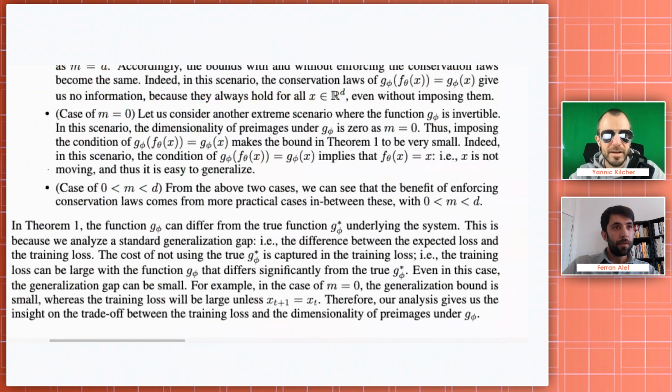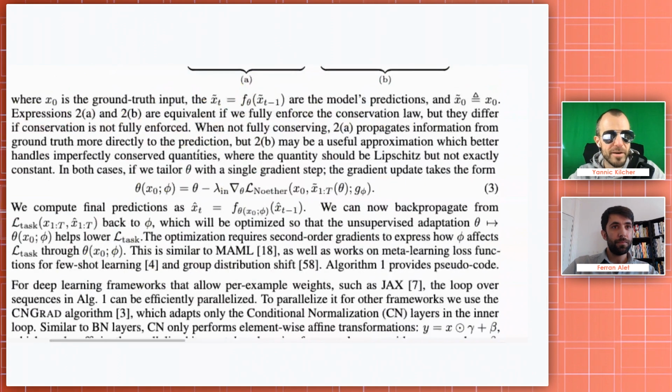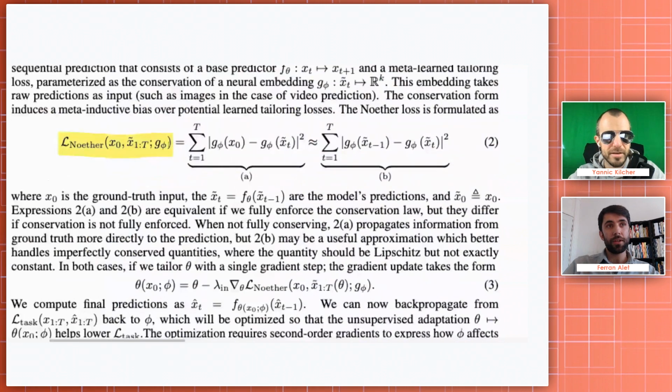So here you have this Noether loss. Yes. Exactly. Which you maybe want to talk about briefly? Yes. So about the Noether loss? Yeah, sure. So the Noether loss essentially is telling you should conserve G.